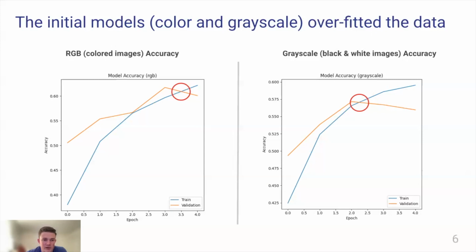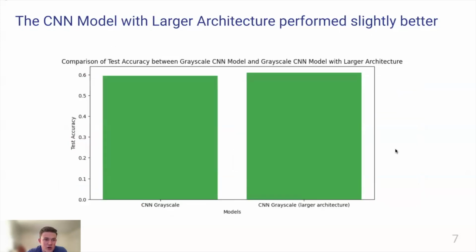They ended up performing pretty similarly. Did a slightly larger architecture, again, convolutional neural network. So there's hidden layers in between the input and output that transform the data and train as it goes. This is a bar graph showing accuracy. So this is the original grayscale CNN, and this is the CNN grayscale with a larger architecture. So just a slight improvement with accuracy.